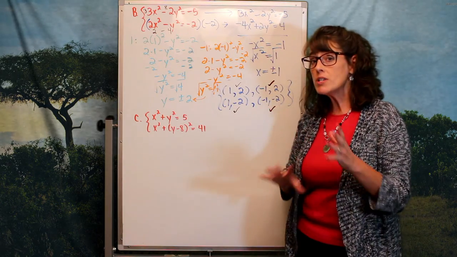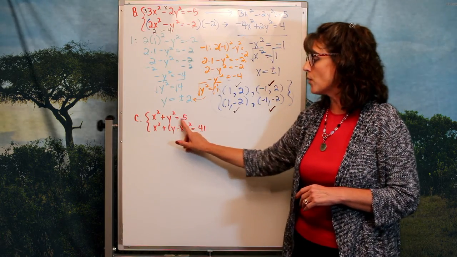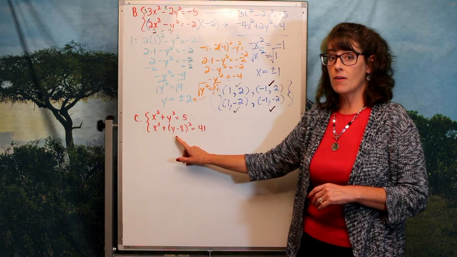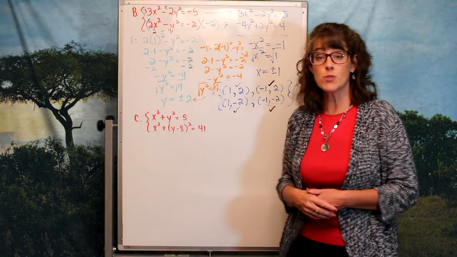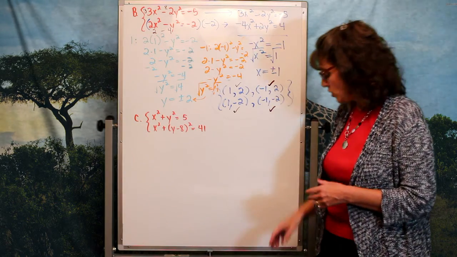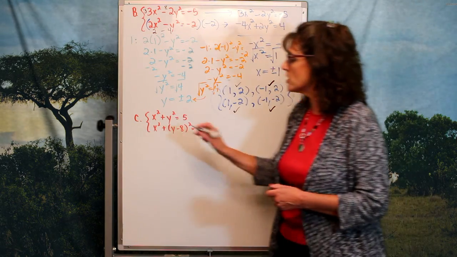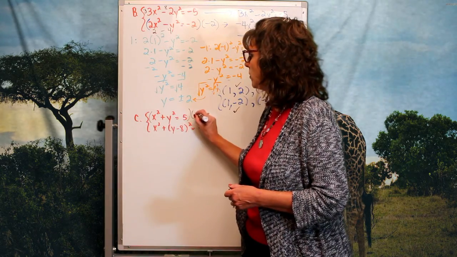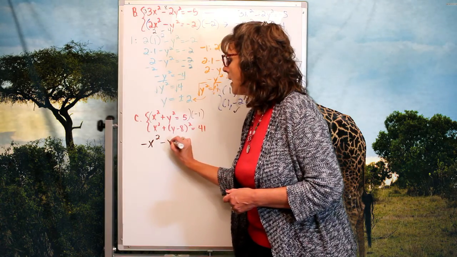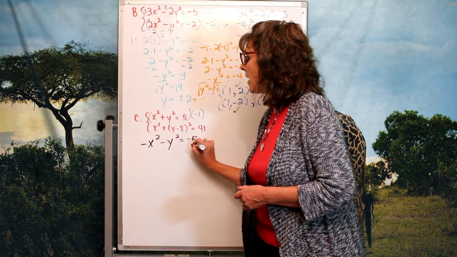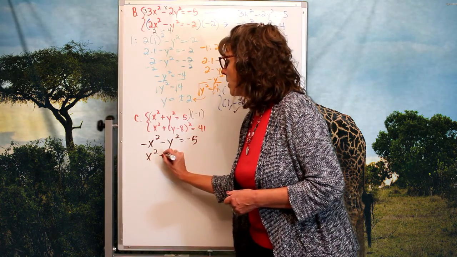So notice here, wow, crazy stuff happening there. But I can still eliminate a set of variables because I can eliminate those x's. So what I'm going to do then is take my equations here. I think I'm just going to take this top one and multiply it by a negative 1. That will give me a negative x squared minus y squared equals negative 5. I'm going to carry that bottom one down.